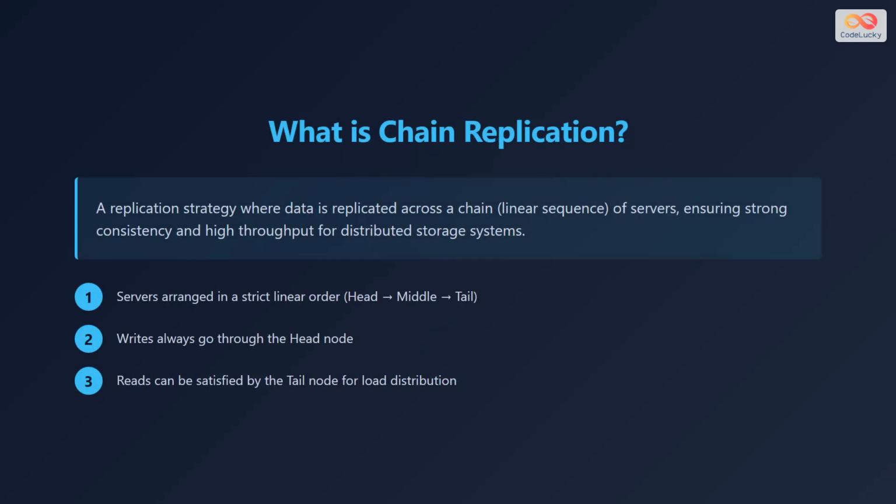Chain replication is a replication strategy where data is duplicated across a linear sequence of servers, arranged in a strict order. This architecture ensures that all clients see the same data at the same time, which we call strong consistency. The key insight is arranging servers in a chain where writes always go through the first server, and reads can be served by the last server. This simple approach avoids the complexity of traditional consensus algorithms while delivering strong guarantees.